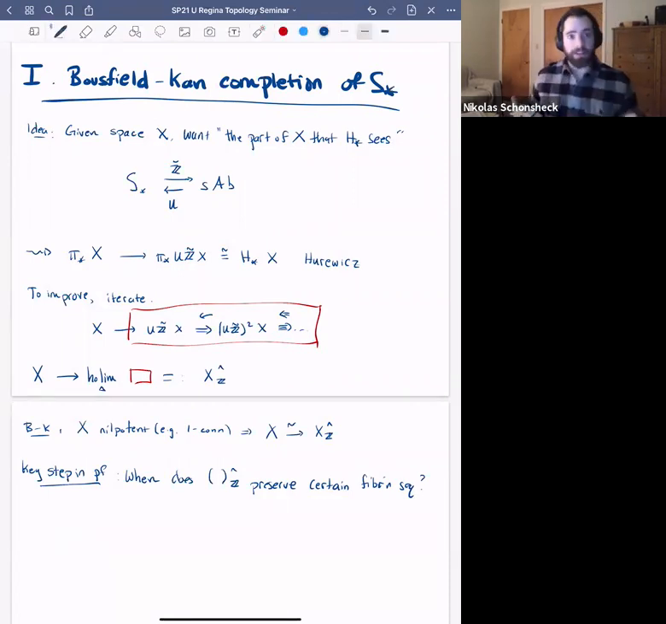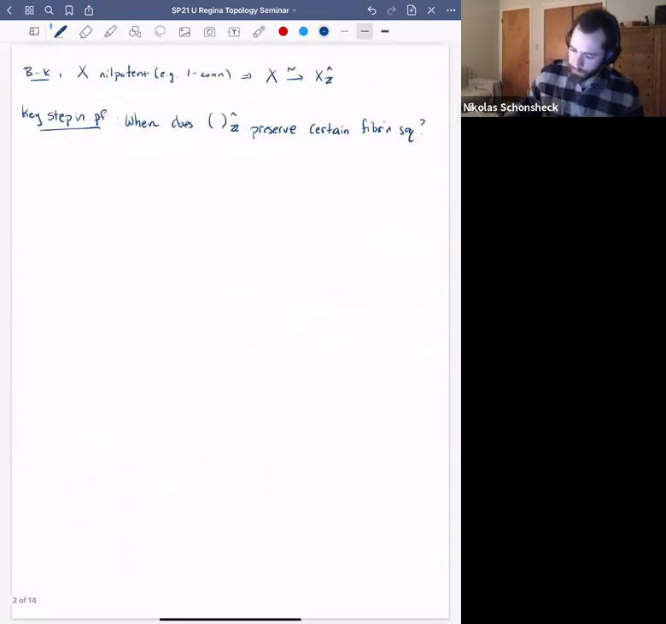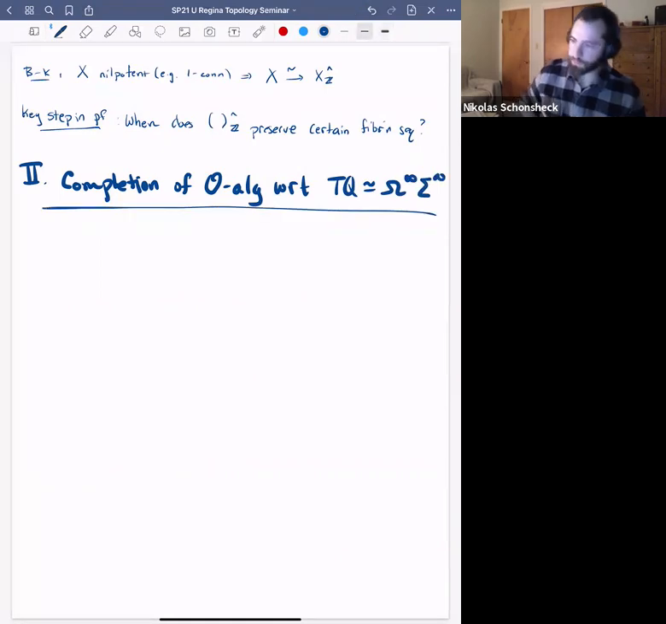So that's sort of the classical story of completion here. And what I'd like to do now is mirror this in a more modern setting, the setting where my work takes place. So this is completion of O-algebras with respect to TQ homology, which again, we can always be thinking of as stabilization. And the big idea here is that this is a totally analogous story in a different setting.